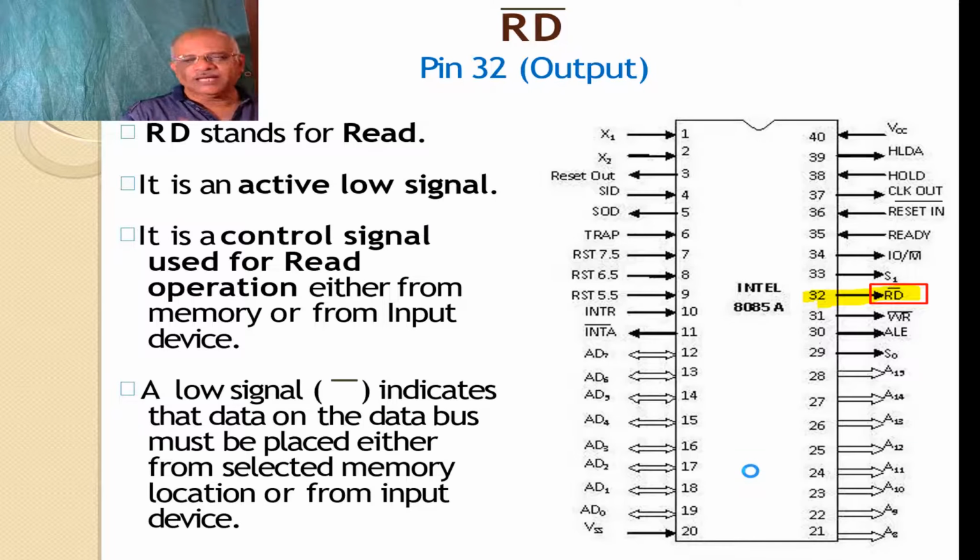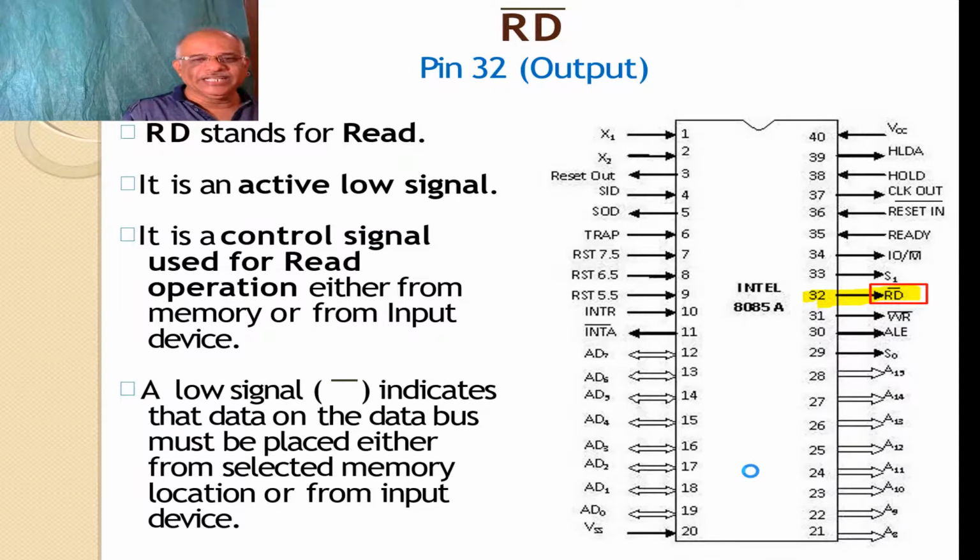Now, from where can the microprocessor read the data? The microprocessor can read the data either from a memory location or from an input device. Reading means getting the data; reading means inputted. So whenever the microprocessor wants to have the data either from memory or from input device, the voltage of pin 32, that is RD bar, goes low.